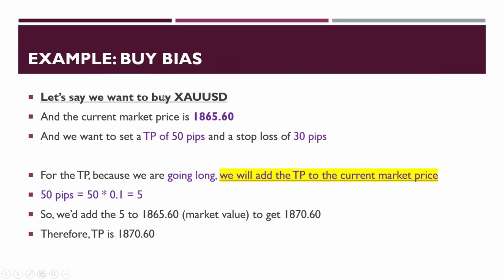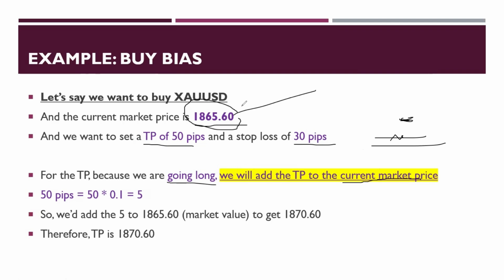Let's say you want to buy gold, and the current market price is 1865.60. So take note of the current market price. We want to set a take profit of 50 pips. So that means you want to get a profit of 50 pips and a stop loss of what? 30 pips. So our TP will be 50 pips, and we are risking a total of 30 pips on the stop loss. Because we are going long, which is another way to say we are buying, we are going to set our TP above the current market price. So if you are going long, we will add the take profit to the current market price to get the TP.